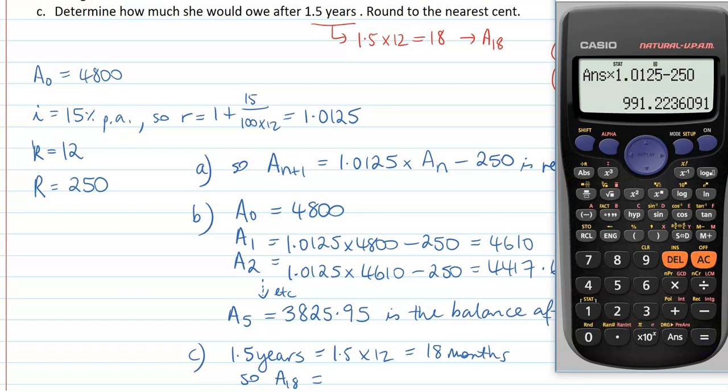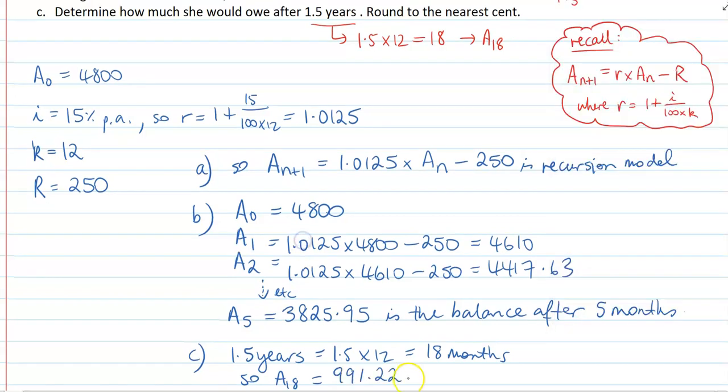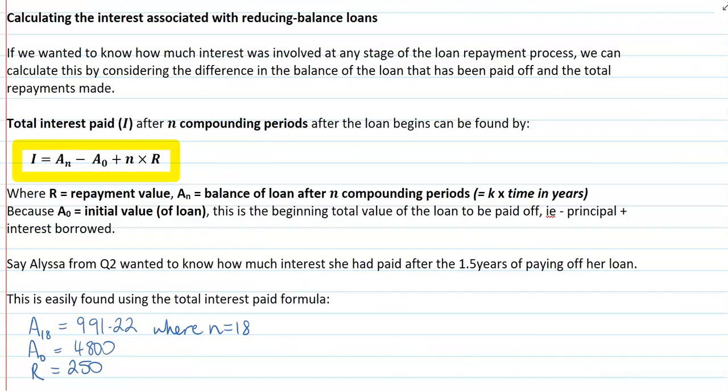So this means after 1.5 years, Alyssa will owe only $991.22 on her loan. She's getting super close to being able to pay it off now. Let's make sure we document our answer. And we're done.